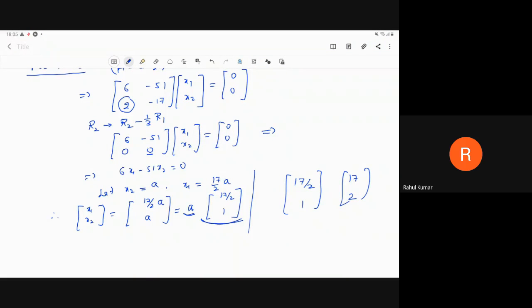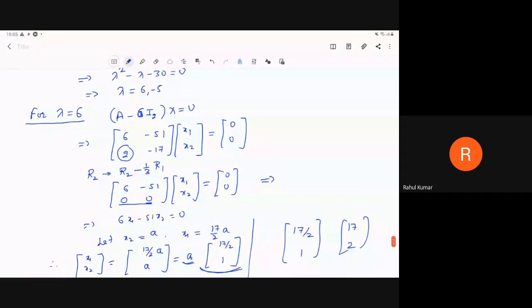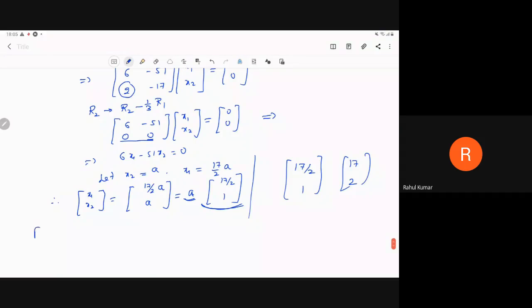Is it clear up to here? Any doubt you can write in the chat box. Yeah, it's not compulsory to make it 0, but I will suggest you to follow this approach. It is a very good approach, because when you go to 3 cross 3, you will see that making zeros is very useful. Okay, good. So can you find the eigenvector corresponding to lambda equal to minus 5 yourself and tell me the answer? That is a good exercise for you.